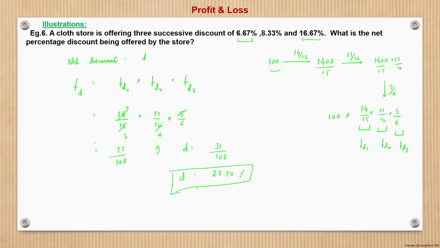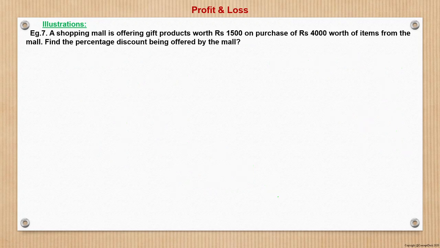A point to note here is that this is not equal to the sum of all the three discounts. 6.67 plus 8.33 becomes 15. 15 plus 16.67 is 31.67. So the addition of all the three discounts is 31.67. However, the effective discount is only 28.70. Why is it so? That we have seen in the percentage discussion, right? Now let's move to question number 7.